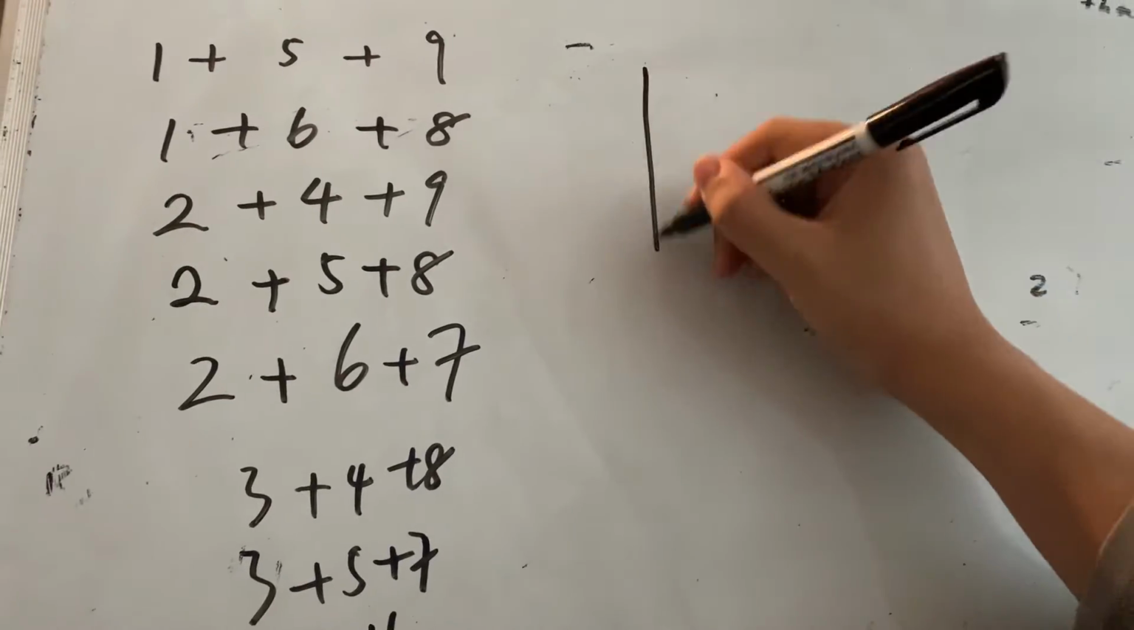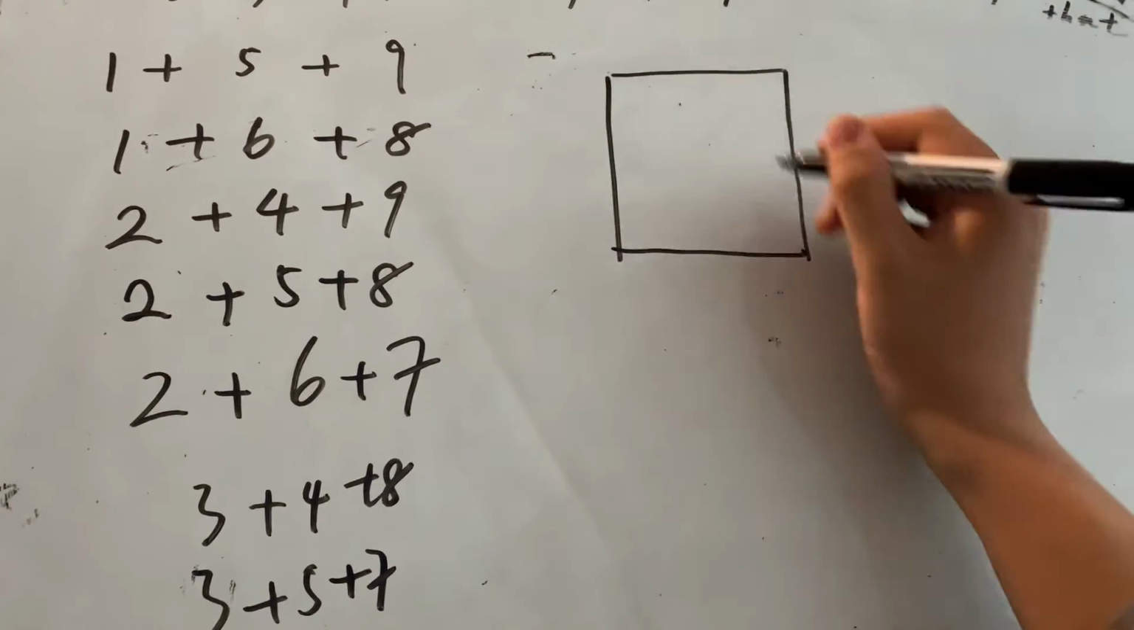Now we are going to prove that the central number has to be 5, first of all.